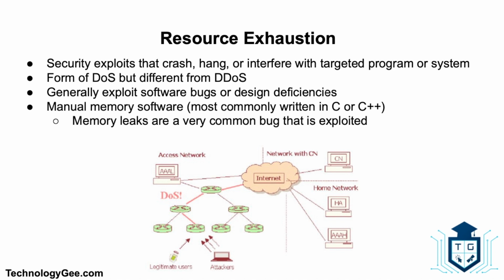Next, we have resource exhaustion. So resource exhaustion attacks are computer security exploits that crash, hang, or otherwise interfere with the targeted program or system. They are a form of denial of service or DoS attack, but are different from DDoS attacks or distributed denial of service attacks, which involve a network host such as a web server with requests from many locations. Resource exhaustion attacks generally exploit a software bug or design deficiency. In software with manual memory management that's most commonly written in C or C++, memory leaks are a very common bug that is exploited for resource exhaustion.